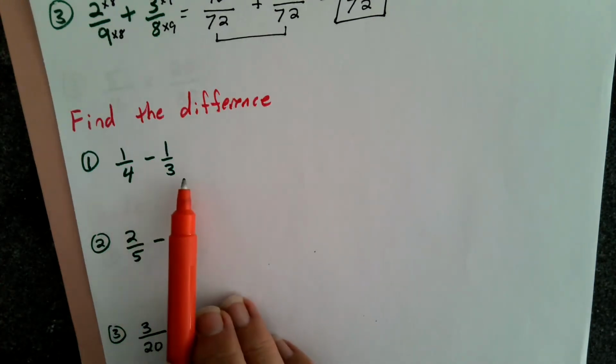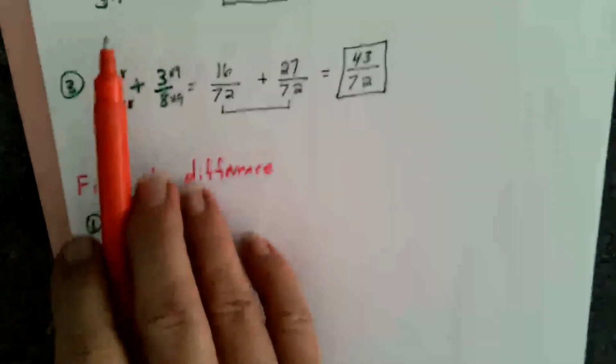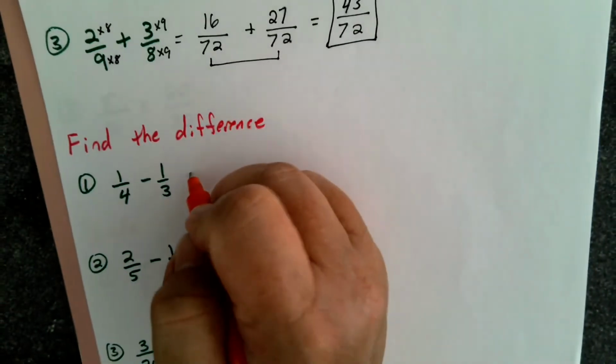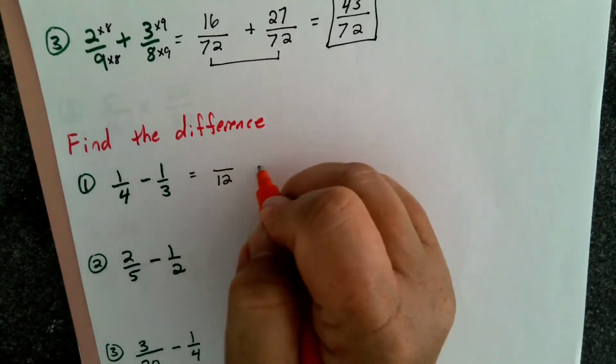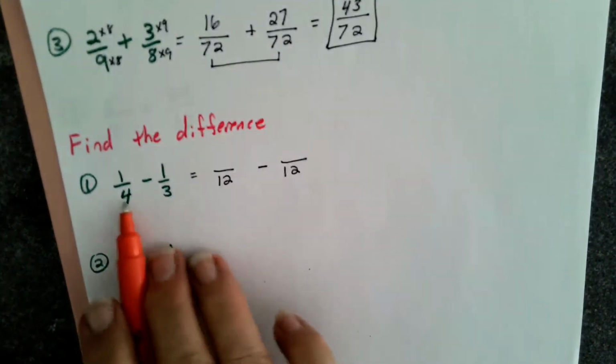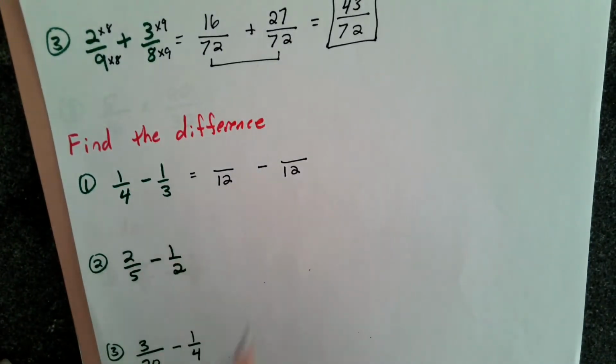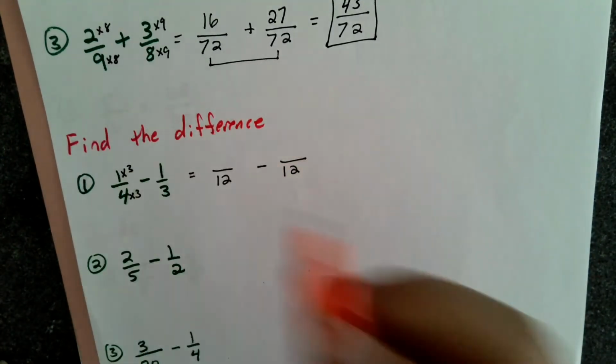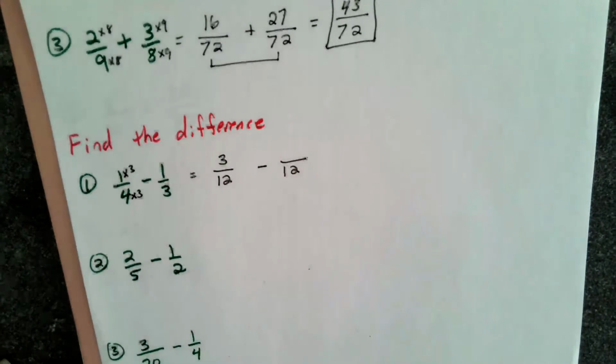So we have 4 and 3. We already did it up here, so I know my least common multiple of 4 and 3 is 12. So I'm going to go ahead and write 12 and 12. To get from a 4 to a 12, I multiply by 3. And whatever I do to the denominator, I have to do to the numerator. So this is going to be 3 twelfths.